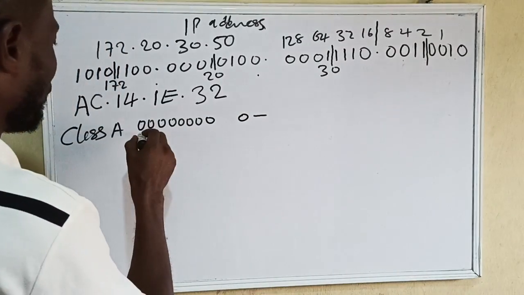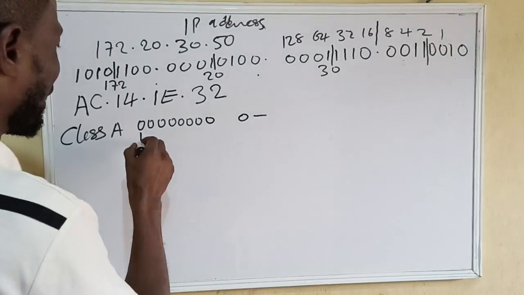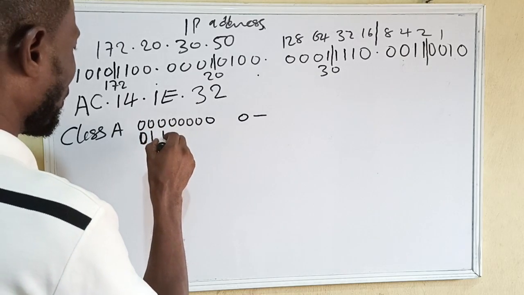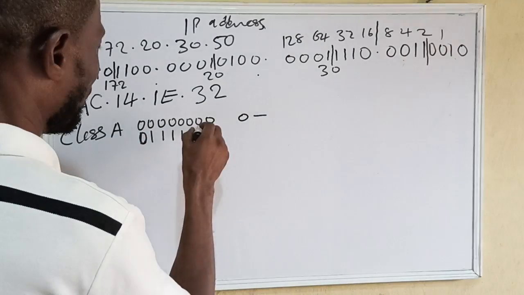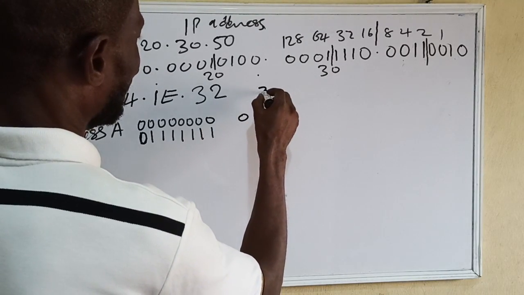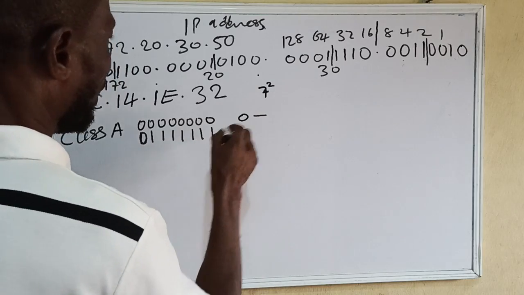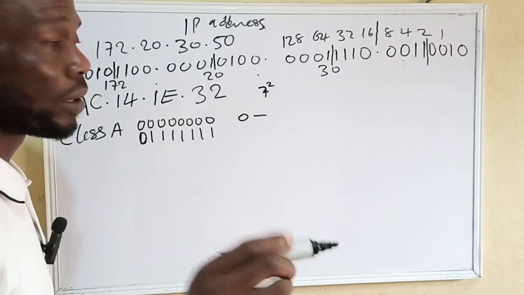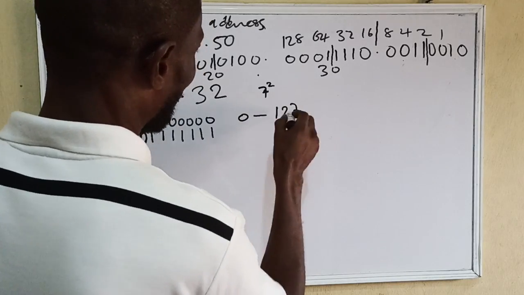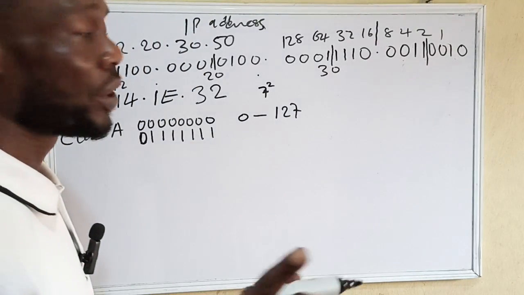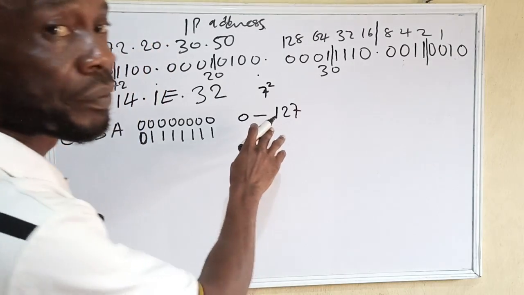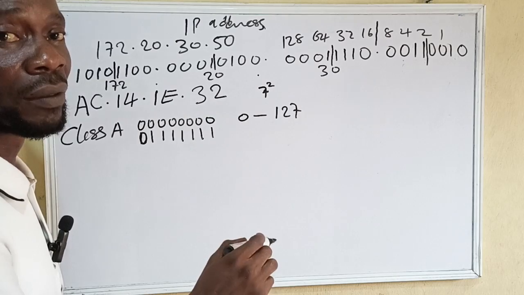Okay? Now, you turn the first one off, and turn the others on again. You get 2 power 7, okay? Which is 128. But they cannot write 128 because it's 127 plus 0, making 128, which means in every class A IP address, you get this from 0 to 127.